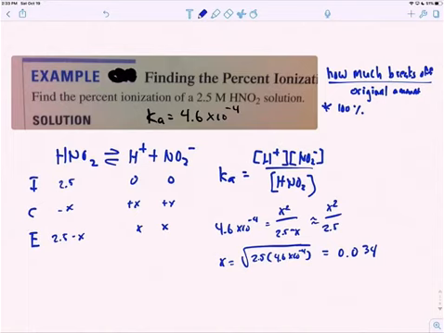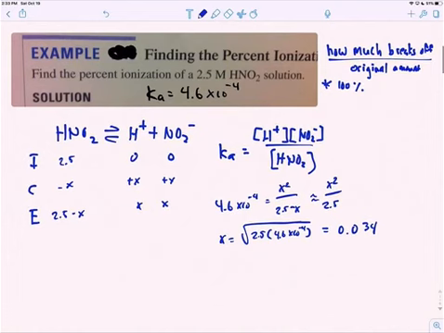So if it ionizes 0.034, and starts off at 2.5, your percent ionization is 0.034 all over 2.5 times 100%. And looking at it, this is 1.4%. So recap with this one. We have nitrous acid, initial, change, equilibrium, start off with 2.5 molar, and figure out the ICE chart with the extent of reaction shifting to the right. So minus x for the reactants, plus x for the products.